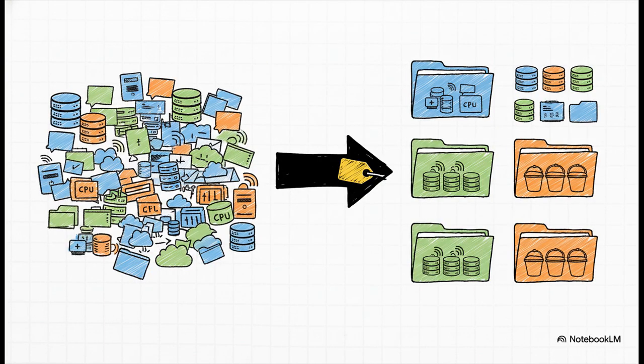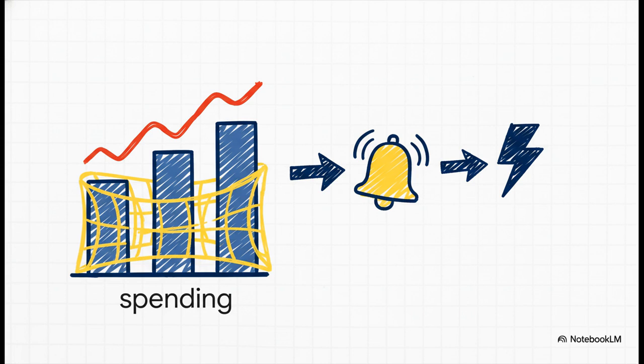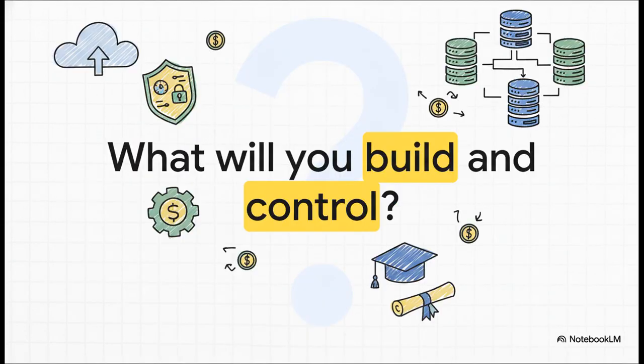What's our secret weapon for fighting chaos? Tags. You use them to organize and categorize everything for crystal clear reports. And finally, alerts. They are your financial safety net. They notify you when you're hitting your limits, and they can even automate actions to stop overspending. And that's it. That is the whole journey, from forecasting to controlling to organizing. You've officially mastered the tools of cloud financial management. So the only real question left is, what are you going to build and control?